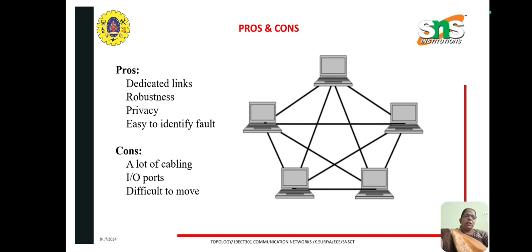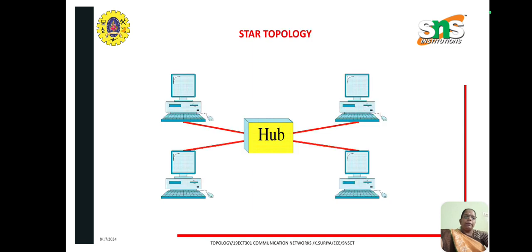First, we'll see the advantages. Since there are dedicated links, it is very secure and privacy is very good, and it is very robust and easy to identify the fault. Disadvantages are each and every device is connected to every other device, so there is a lot of cabling and lot of input output ports are required, and it is difficult to move the network from one place to another.